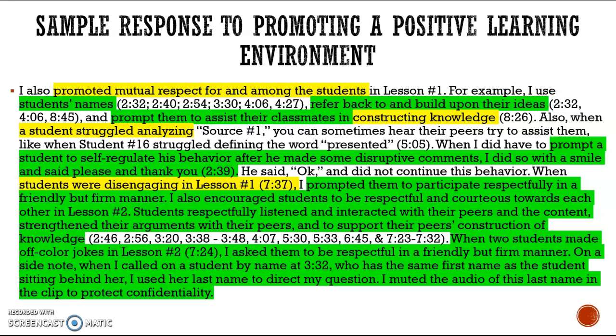And even at the bottom, when 2 students made off-color jokes in lesson 2 that's time-stamped, I asked them to be respectful in a friendly but firm manner. On a side note, when I called on a student by name at 3:32, who was the first name as the student sitting behind her, I used her last name to direct my question. Notice she muted the audio of the last name to protect confidentiality.